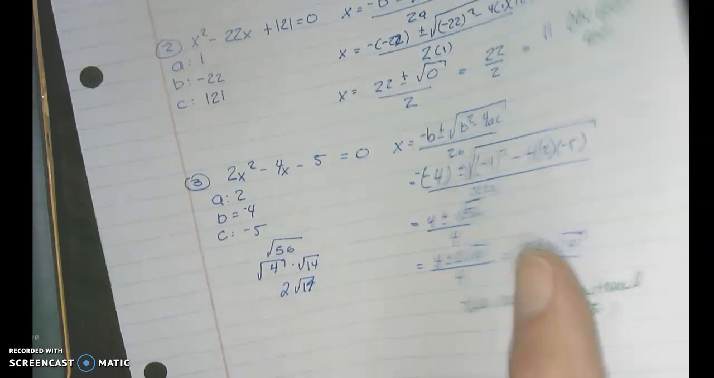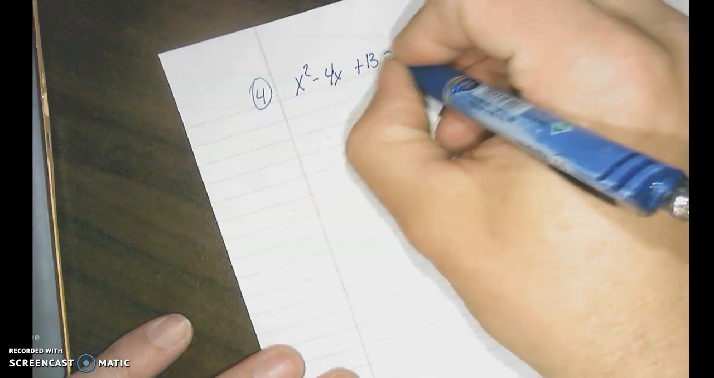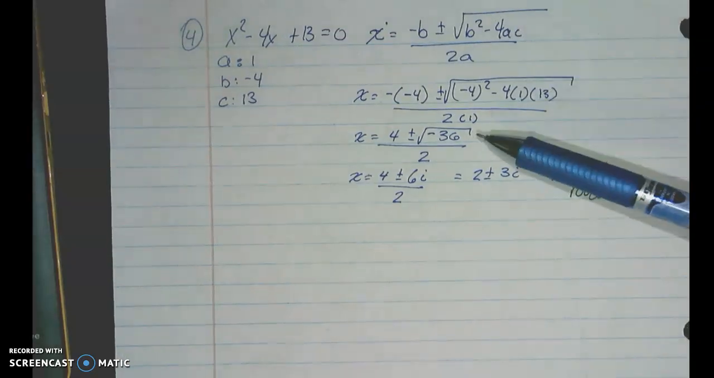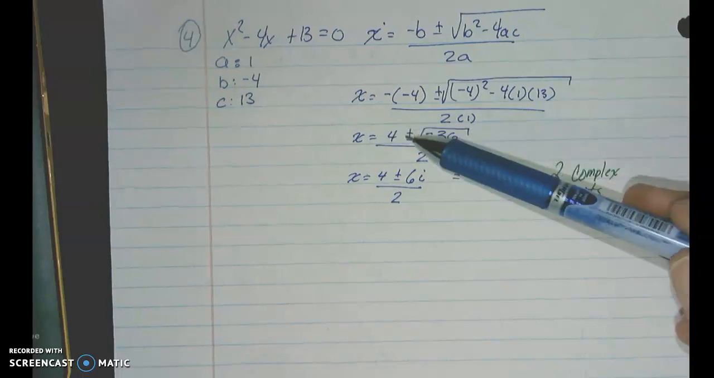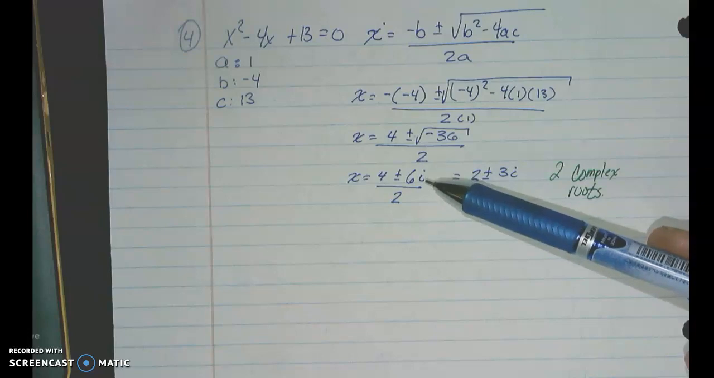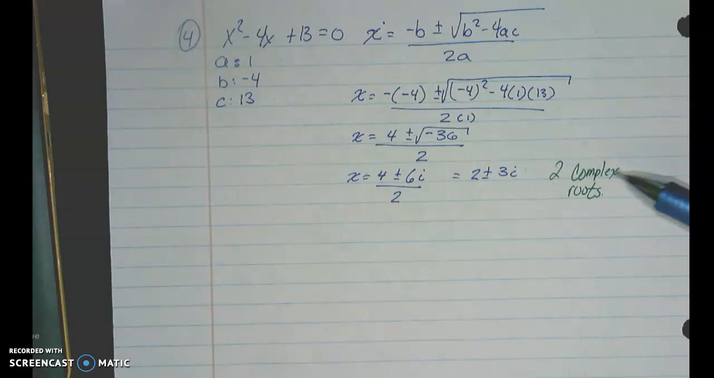Okay? All right, so number 4, you have x squared minus 4x plus 13 is equal to 0. See if you can. All right, so what we did, we substituted in, we got the square root of negative 36. So then we had to do our imaginary number. So we did 6i. 2 can go into all these terms. So we get 2 plus or minus 3i, which gave us 2 complex roots.